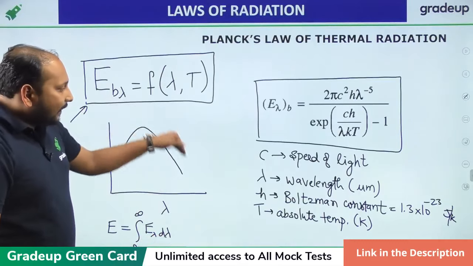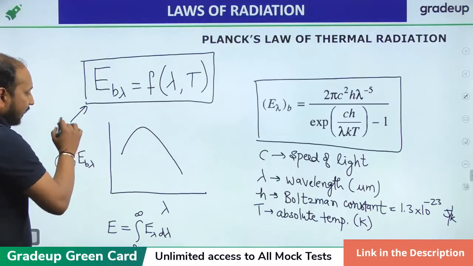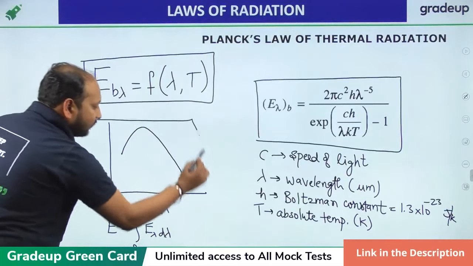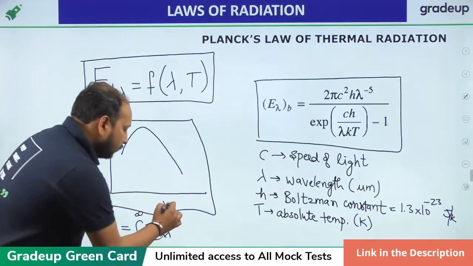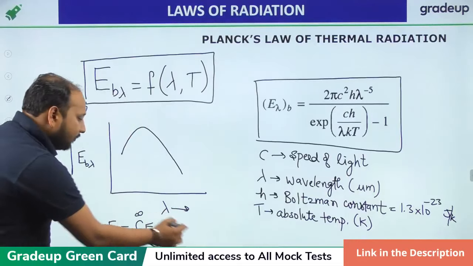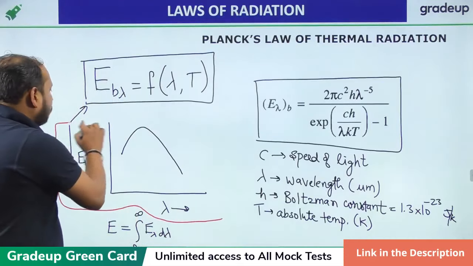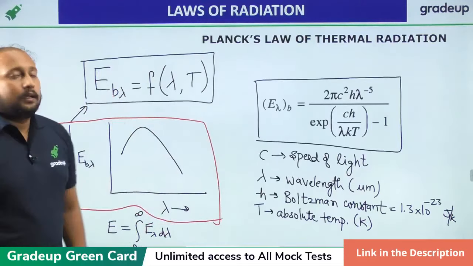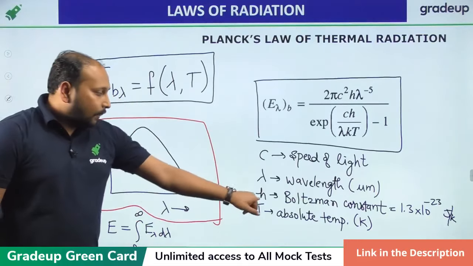Now, this is the pattern which we get by using this equation. He plotted different curves and got a curve something like this, which is your monochromatic emissivity with wavelength. He found that we have a curve something like this. Clear? Initially it is increasing, then it is decreasing.